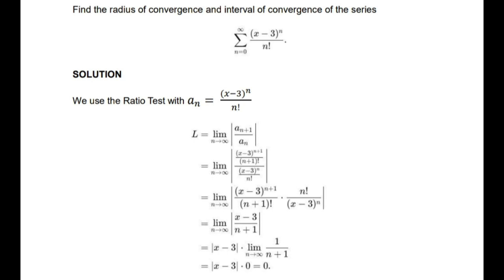So since L equals 0, which is less than 1 for all values of x, the series converges absolutely for every real number x. Therefore, the radius of convergence is R equals infinity, and the interval of convergence is the open interval from negative infinity to infinity.